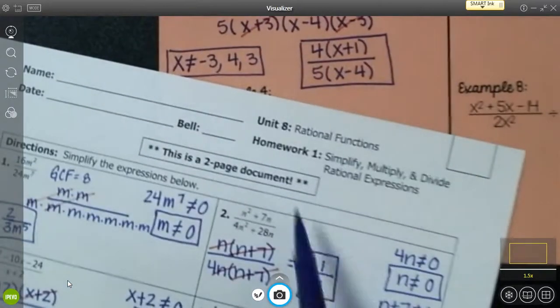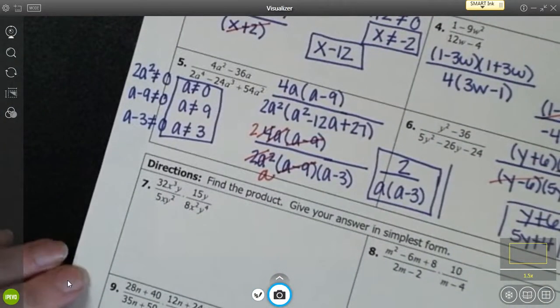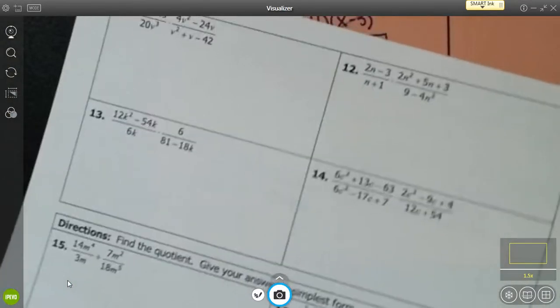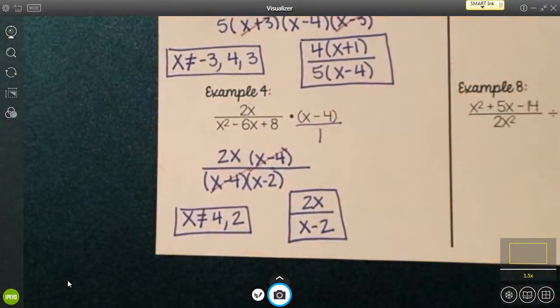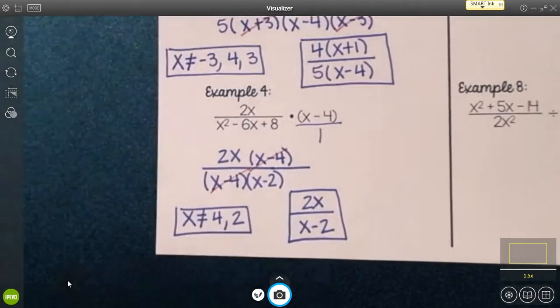So your homework, 8-1. You're now going to do 7 through 14. Okay, 7 through 14. And then tomorrow we'll talk about the division. The division has like 1.5 extra steps, we'll say. It's really not that much different than multiplication.